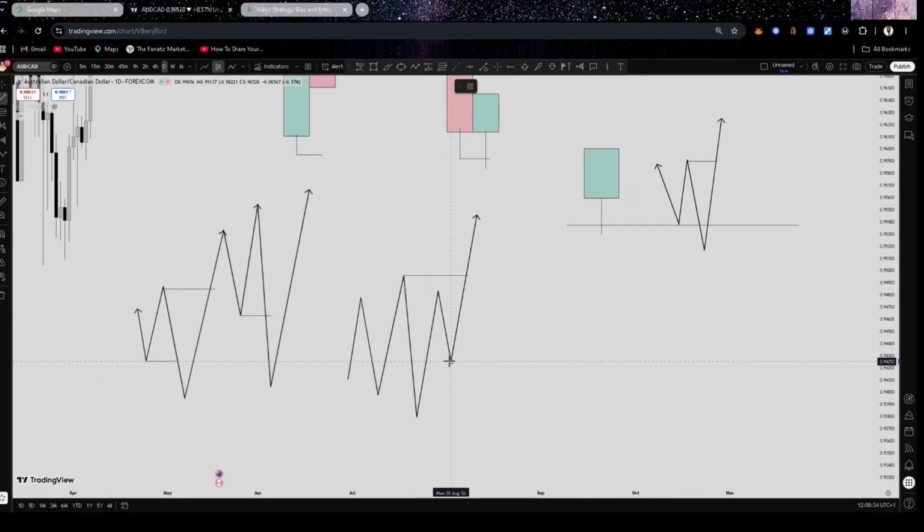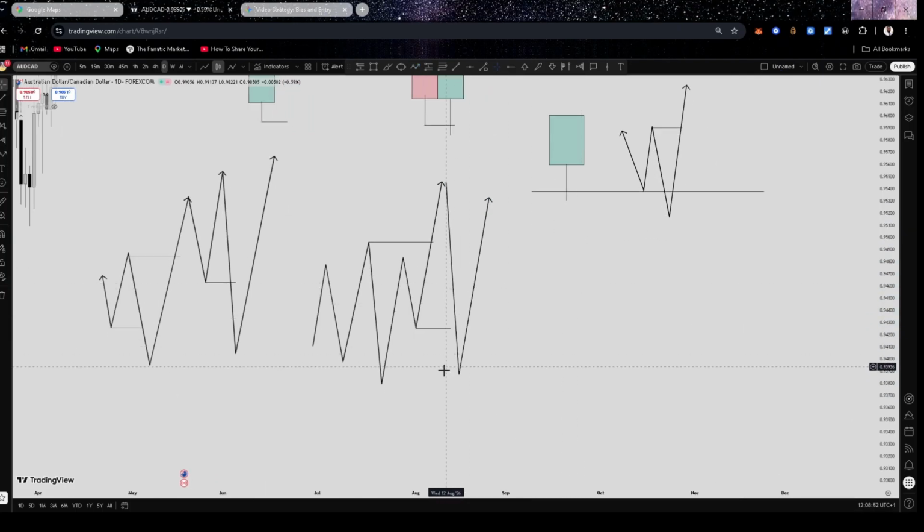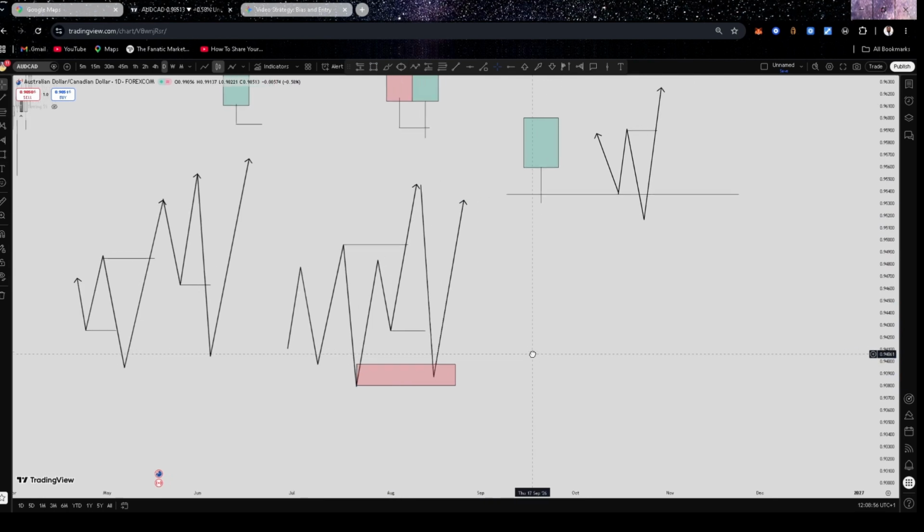Now, this will serve as your liquidity. Price will now push to the downside, take out that low, tap into this QM or the apex of this, and then push to the upside. This is structure type 2.